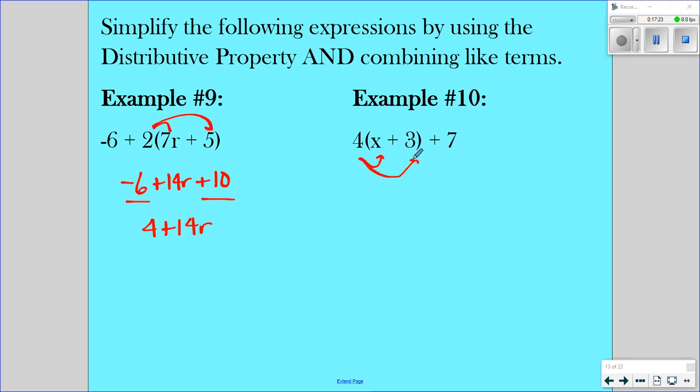Let's do the same thing. We're going to distribute first. Anytime you see parentheses, we're going to distribute first. So the very first thing, this will give us 12. Bring down the plus 7. Combine these two because they are the same. Pen is lagging. So 4x plus 19.